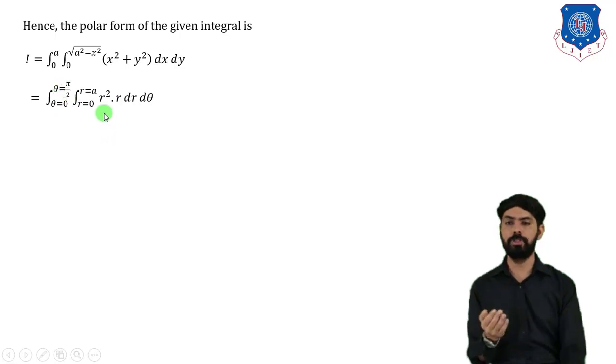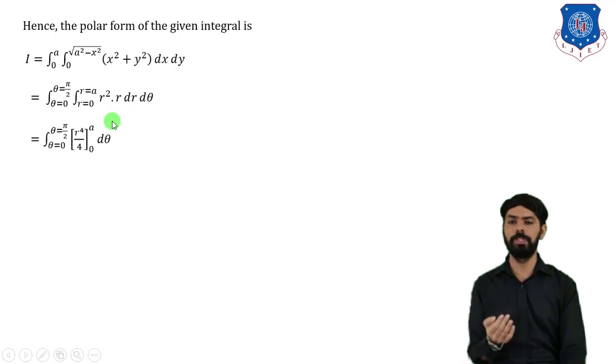Now here first of all we will integrate r cube with respect to r. So integration of r cube with respect to r will be r raised to 4 divided by 4. So this will be integration from theta equal to 0 to theta equal to pi by 2, r raised to 4 divided by 4, and the limit will be from 0 to a, d theta. Now first of all we will apply the upper limit, so for that we will replace r by a. Then after we will apply the lower limit, so for that we will replace r by 0.